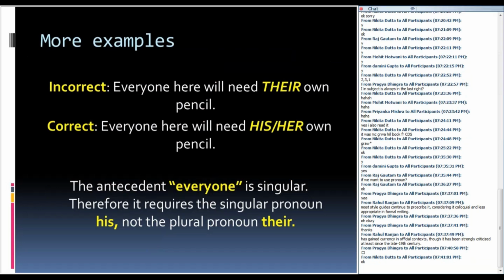More examples are here. Everyone here will need their own pencil. Wrong. Everyone is singular. How can you use a plural pronoun? Everyone here will need his or her own pencil. Correct.